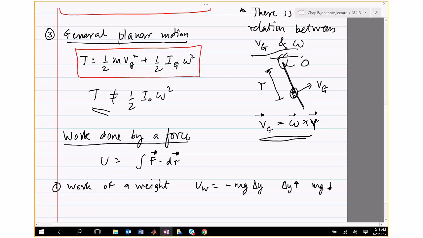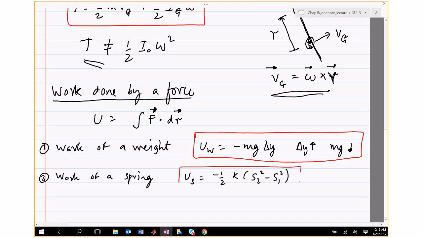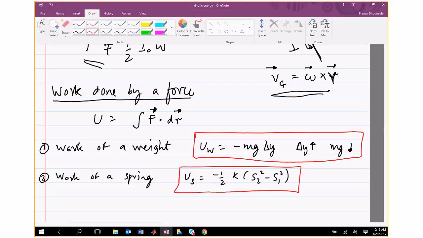So if you remember, I had written the same expression earlier for the previous chapter, right? When a particle moves under gravity, the work done is simply minus mg delta y, where the convention is very important. If your delta y is downwards positive, then U_W would be positive and not negative. So the second thing is work of a spring, and that is something which I also had written last time. I'll call it U_S. It's minus half k (s2 squared minus s1 squared). And this is true only if the spring is linear, if F is kx. The last expression I wanted to write was the work done by a moment.